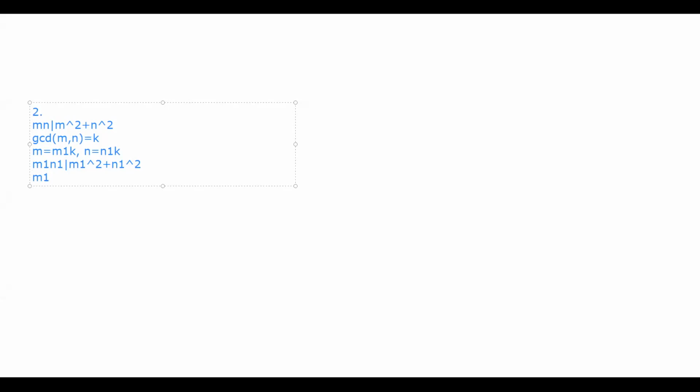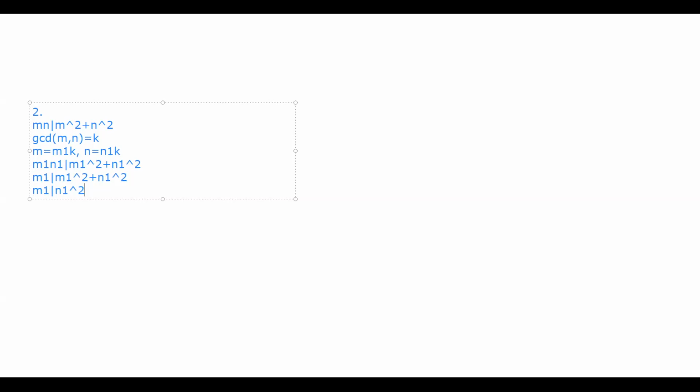So it means that m1 must divide m1 square plus n1 square. Okay, the product must divide. So then we know that m1 divides m1 square, so m1 divides n1 square. I think somebody had given directly that m divides n square, and since m divides n square, it means that m divides n. But that is not correct.